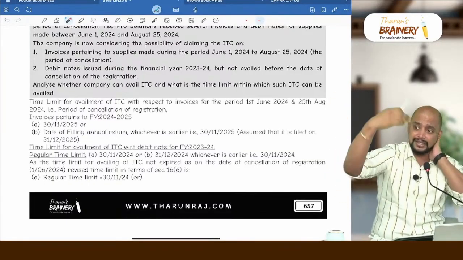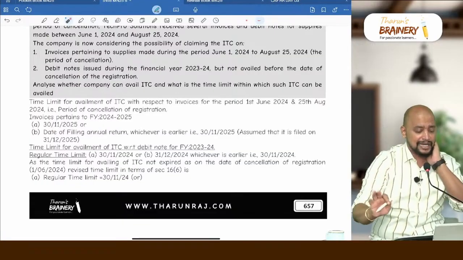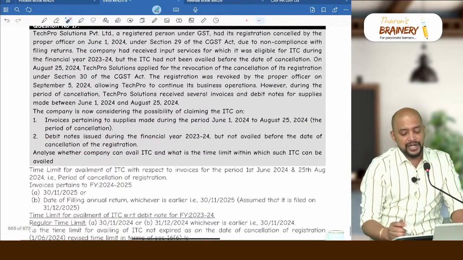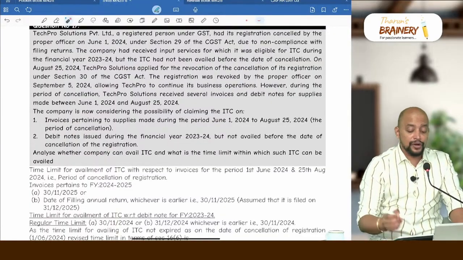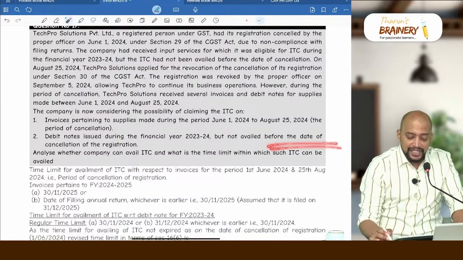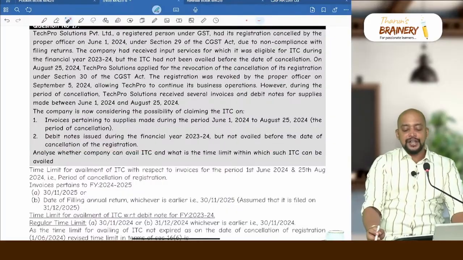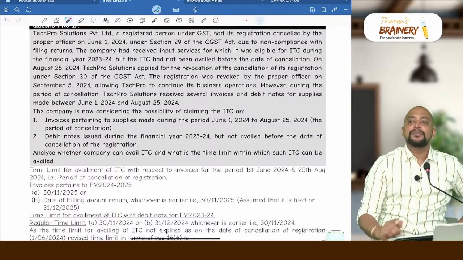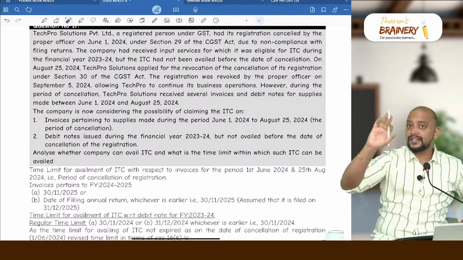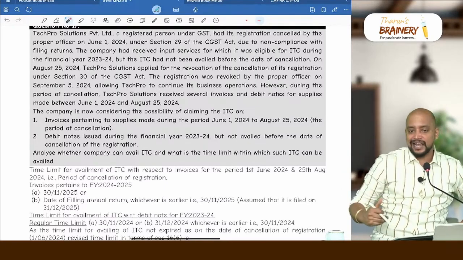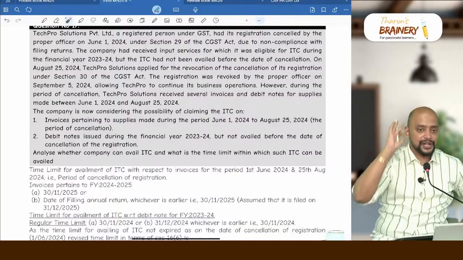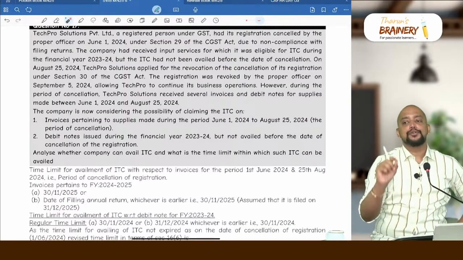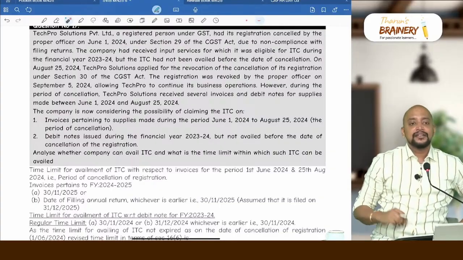This is normal, this is there, even before also it is there, now also it is there. But second point, you see, debit notes issued during the financial year 23-24 but not availed before the date of cancellation of registration. For 23-24 we should have availed the ITC at the time, but we missed. When we missed, we have a time limit by which we could have taken, but what happened? Cancellation of registration came, so we could not take. Now can we take? For that only they have brought in amendment A, the regular time limit.